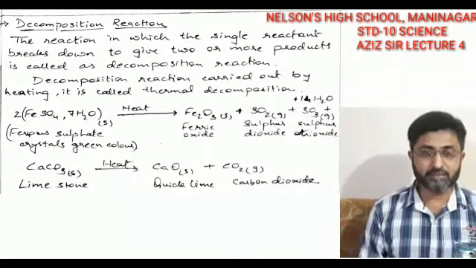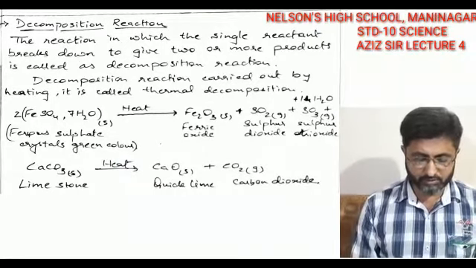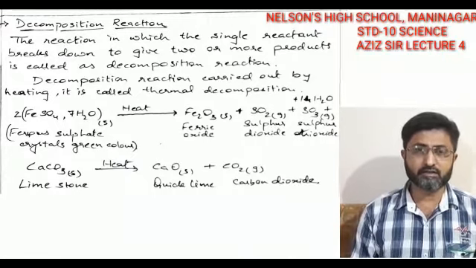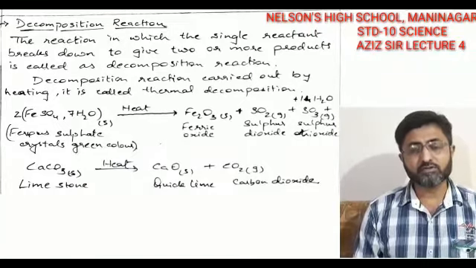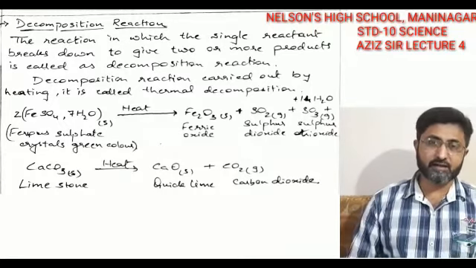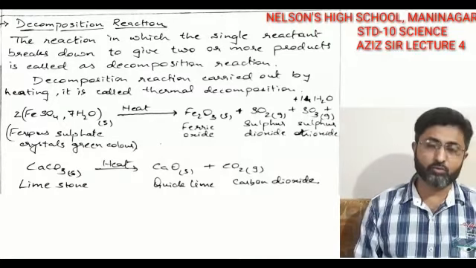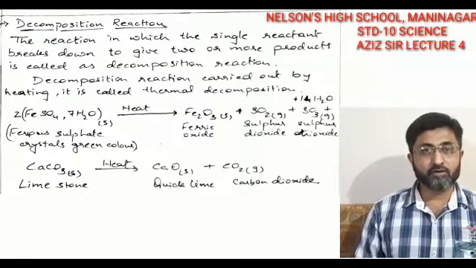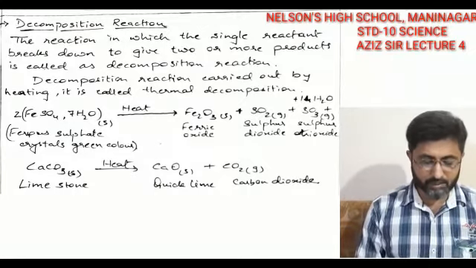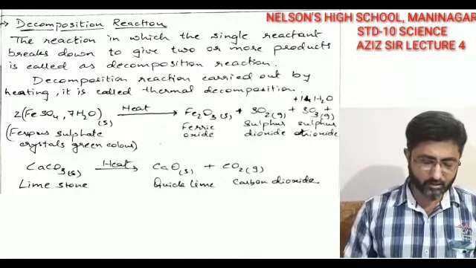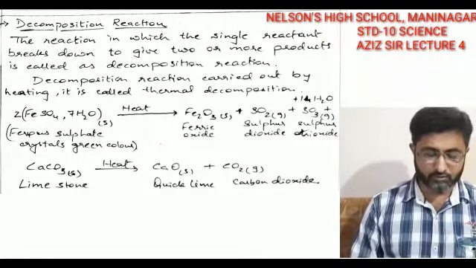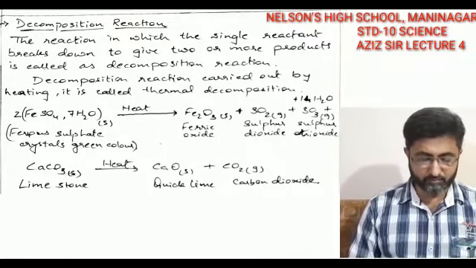Now the next reaction is the decomposition reaction. What is a decomposition reaction? It is exactly opposite to the combination reaction. Here one single reactant breaks down and forms more than one product. In the combination reaction, one product was formed. Here one reactant is participating and forming two or more products. Such a reaction is called a decomposition reaction.